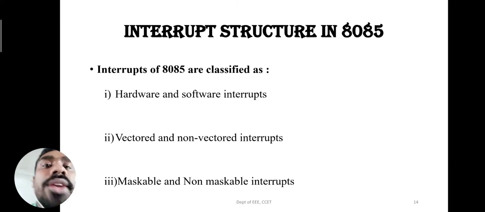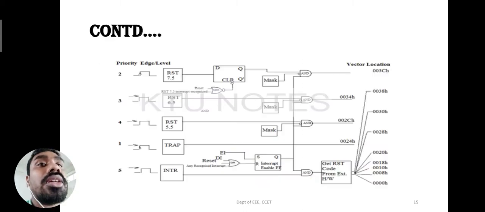Again, vectored and non-vectored. Some interrupts have their own interrupt call location. Those interrupts are called vectored interrupts, and those that don't have an interrupt call location of their own are known as non-vectored interrupts. And again, some interrupts can be masked and others cannot be masked. Interrupts that can be masked are called maskable interrupts, and interrupts that cannot be masked are called non-maskable interrupts. The following figure shows the interrupt structure of Intel 8085.